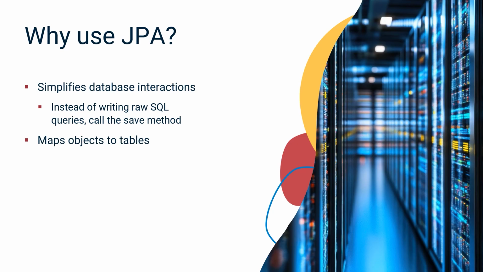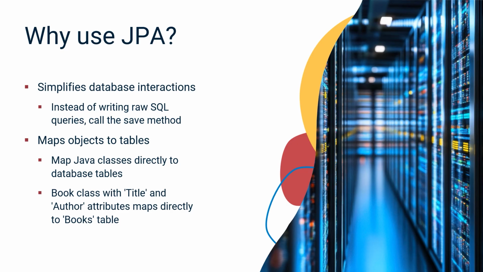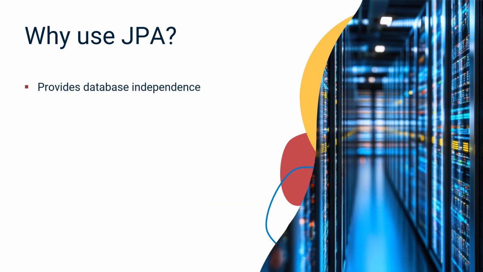JPA also maps objects to tables. It allows you to map Java classes directly to database tables, making it easier to work with relational data using familiar object-oriented concepts. For example, a book class, with attributes like title and author, maps directly to a books table with corresponding columns. This seamless mapping reduces the gap between the object-oriented nature of Java and the tabular structure of relational databases.